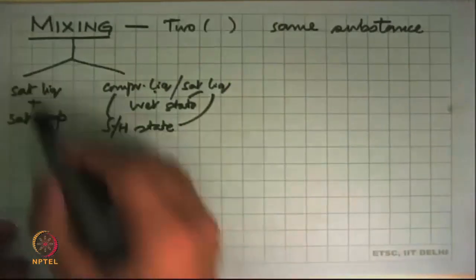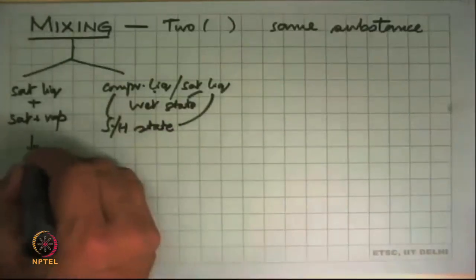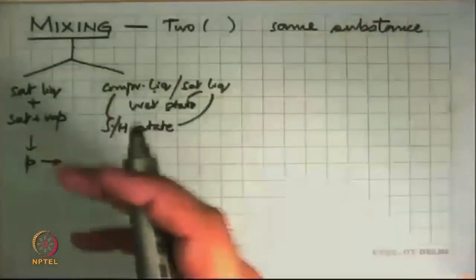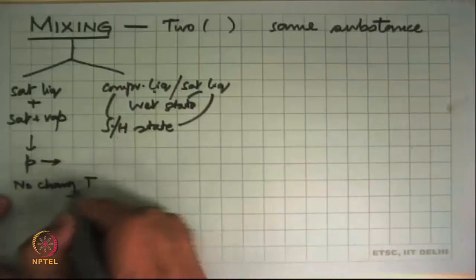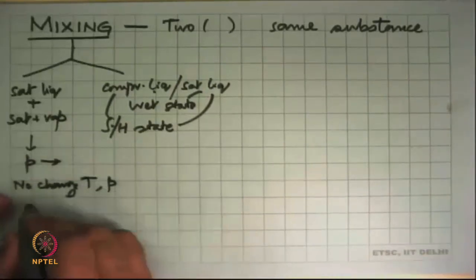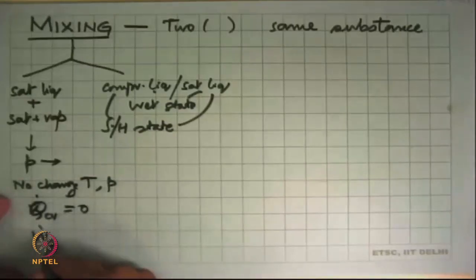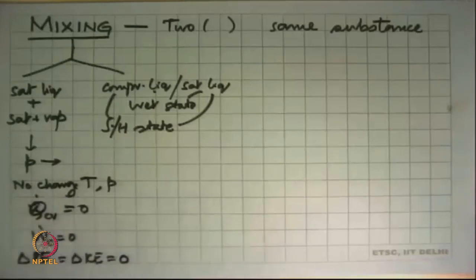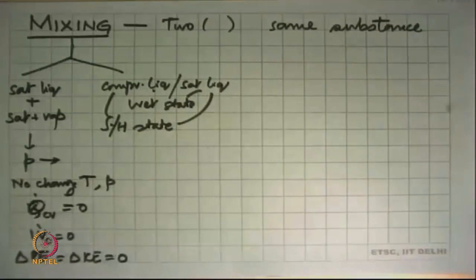The point is that in this case, when we mix the two and we say that they are at the same pressure, the pressure is constant, then by just putting them together physically, there is no change in temperature or in pressure. We assume that these are adiabatic processes. Q dot CV equal to 0, W dot CV is also equal to 0. Changes in potential and kinetic energies are also 0. In this case, this will not be true. It will come to some other state.